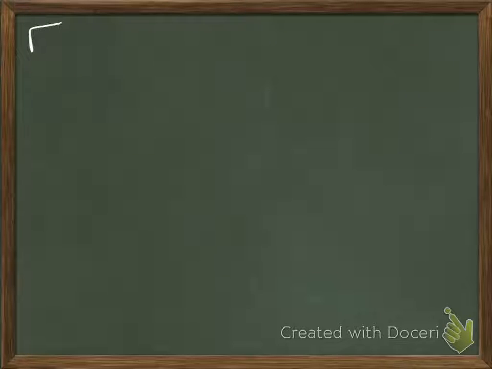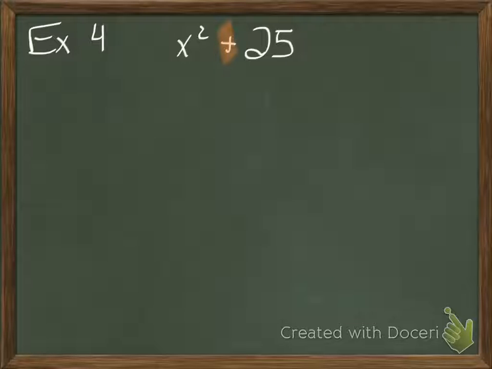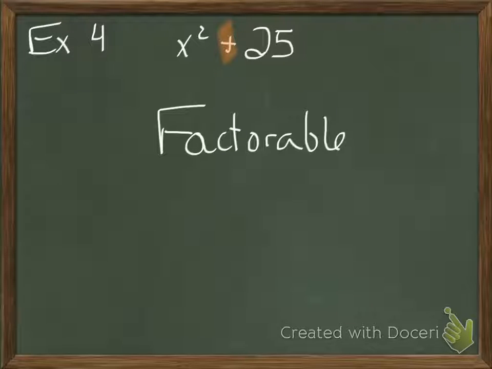If you end up with something that looks like this, x squared plus 25, because of this plus sign, this is not factorable. Or, in other words, prime.